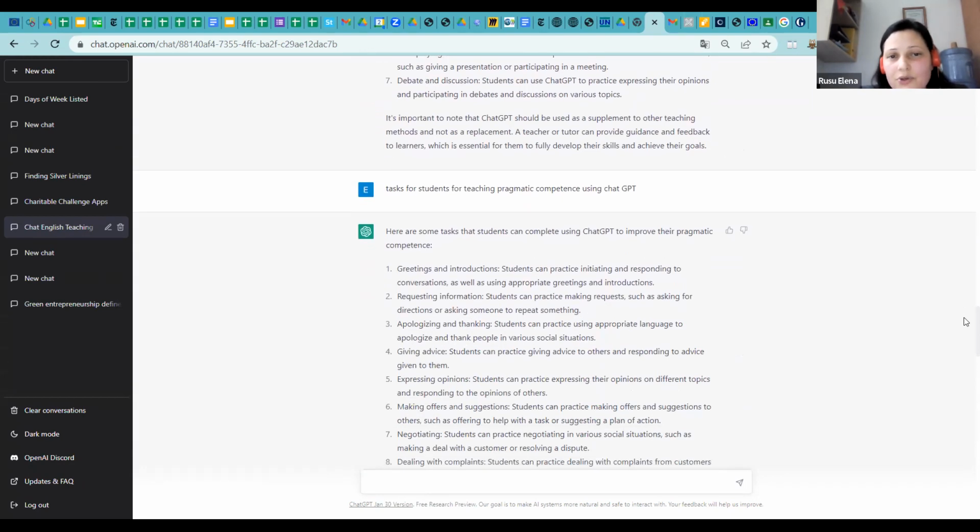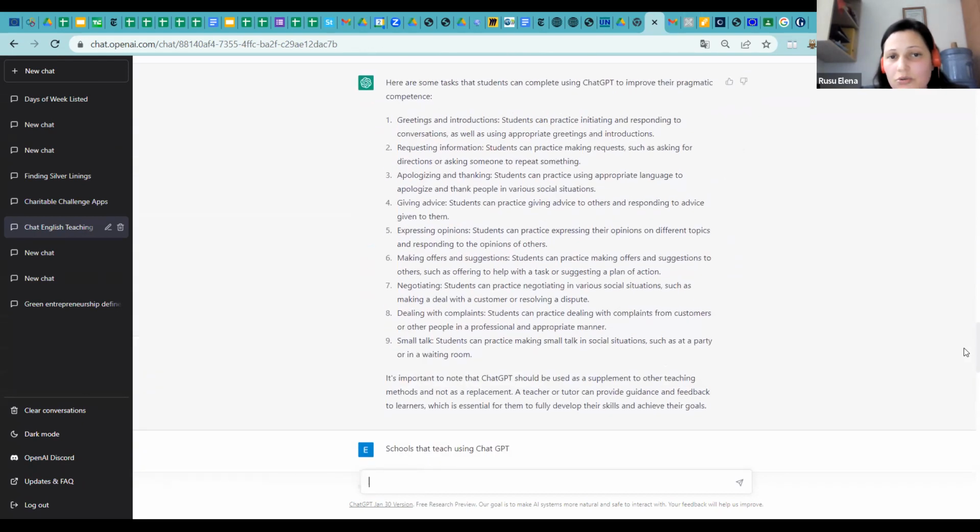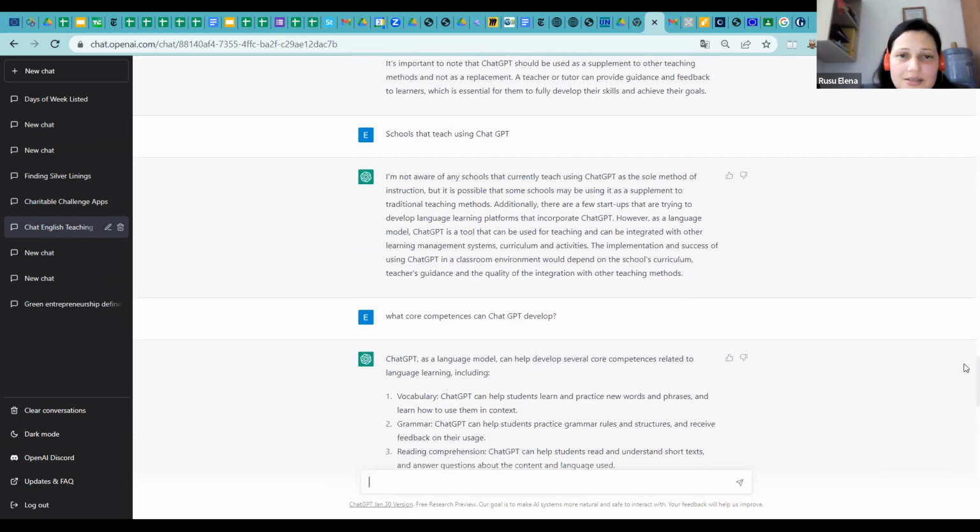Also, I looked for tasks for students related to teaching pragmatic competence. And I got the answers, and you can see here. So you can teach pragmatic competence using ChatGPT, asking students to write different dialects, greetings, and introductions, requesting information. So the way that they are asking the question also helps students. This way helps students to improve the process of asking questions correctly. Apologizing and thanking. This is why, usually, when asking questions we try to write "please."